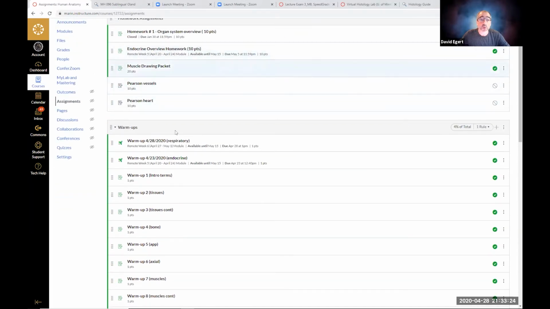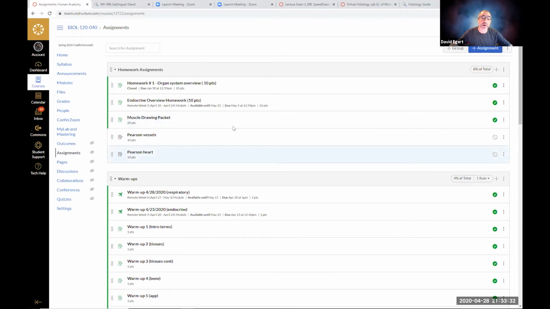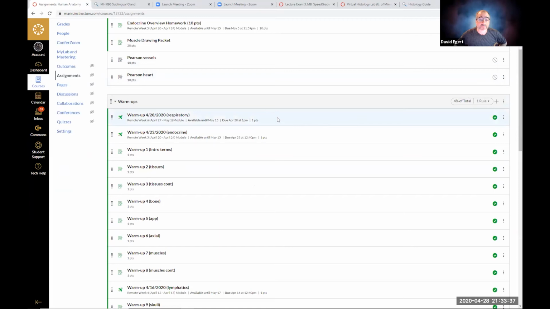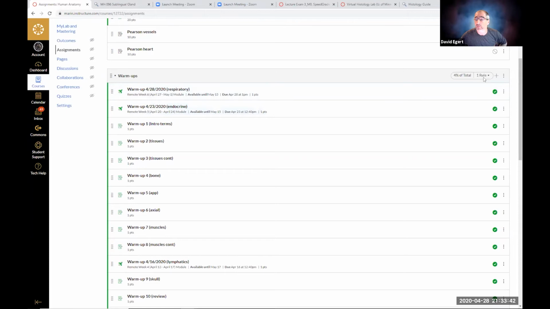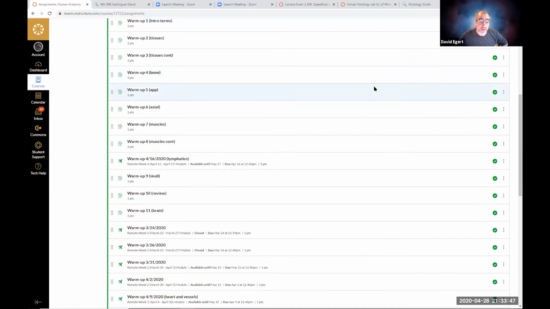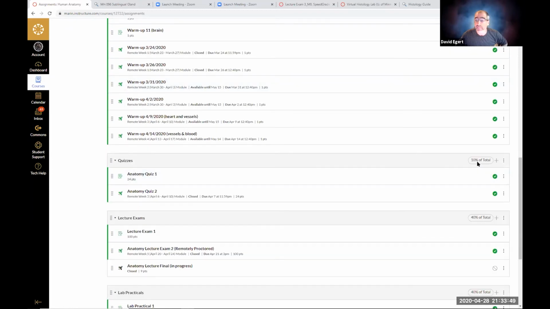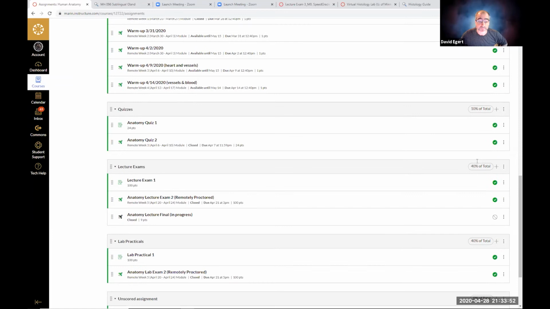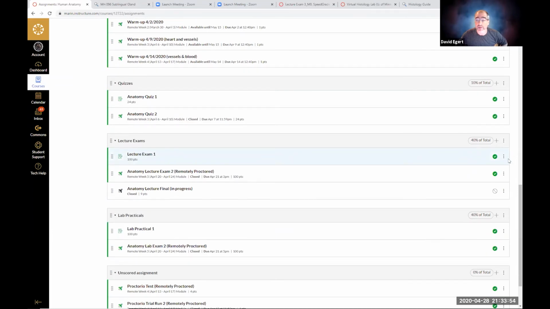So the actual points don't matter so much. Basically, whatever percentage you got of this becomes 6% of the total. All the warm-ups become 4% of the total, and I added a rule here to drop the lowest 2 scores for that. The quizzes are going to be 10% of your total grade. Lecture exams are going to be 40% of the total, and lab practicals are 40% of the total.